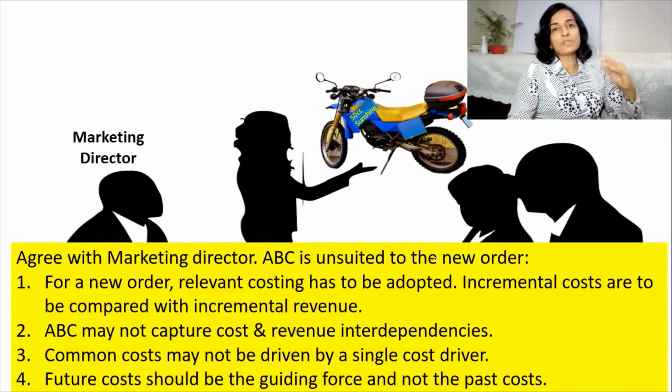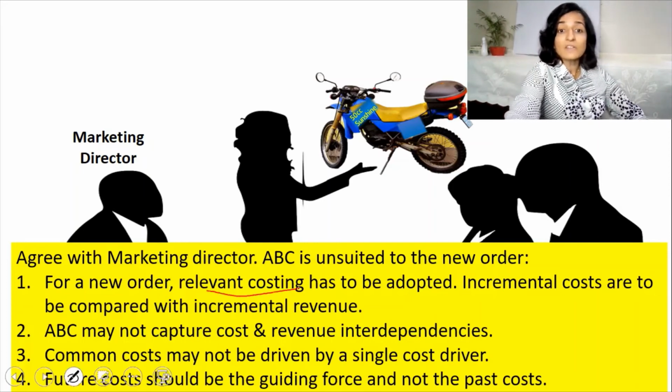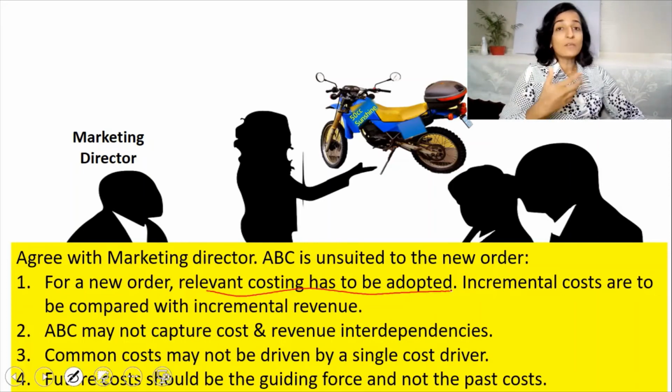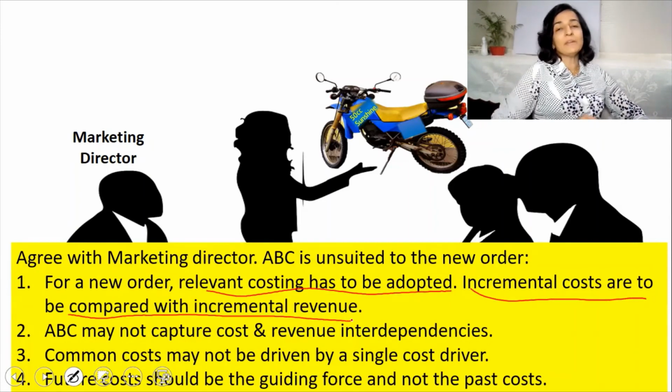ABC is unsuited to the new order because ABC is relating to a past cost, a past fixed overheads. So for a new order, relevant costing has to be adopted. And what do you consider in relevant costing? The incremental costs are to be compared with the incremental revenue. So this is what is to be applied for the marketing director's problem and not ABC.